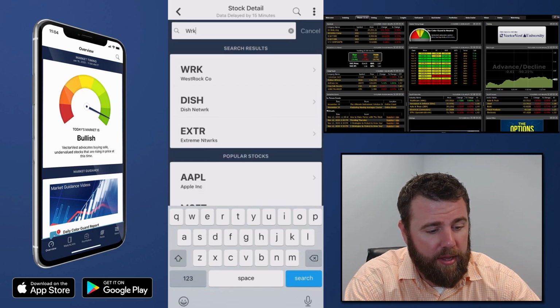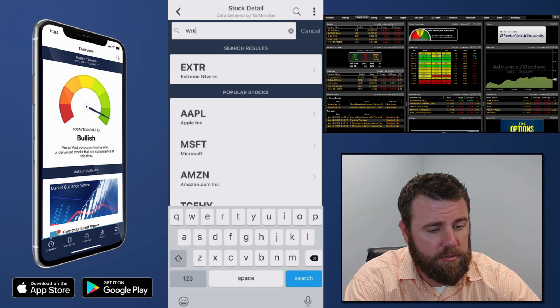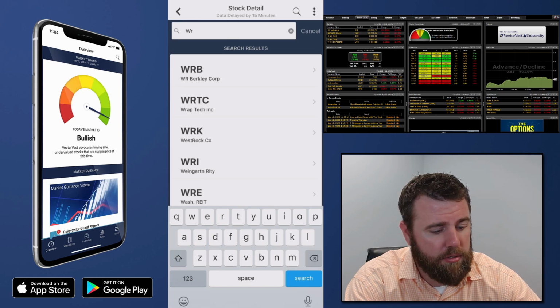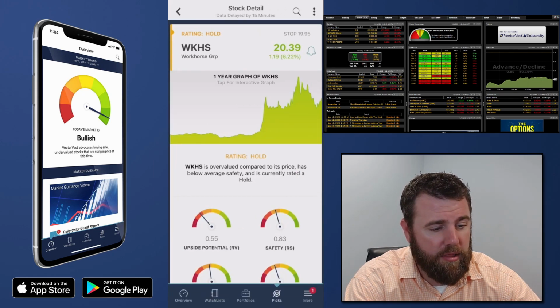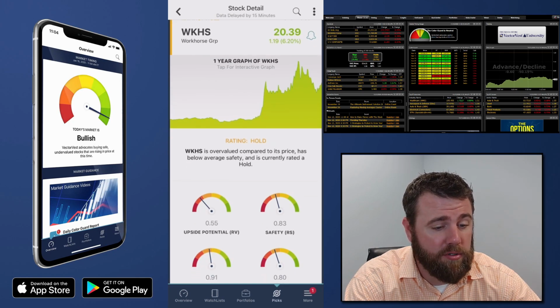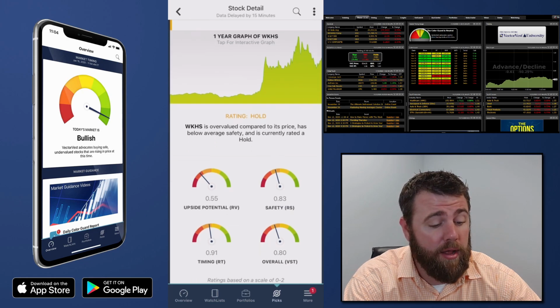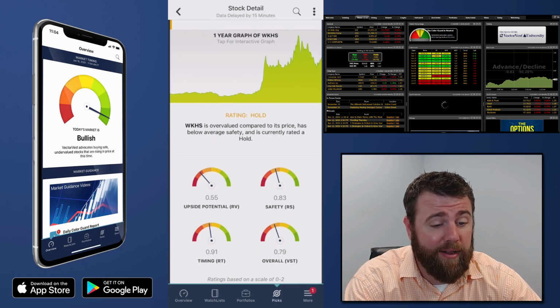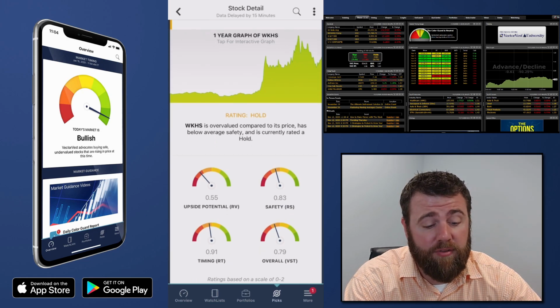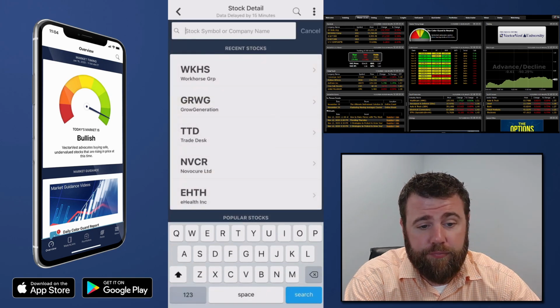Workhorse, WRKS. Actually, don't know the symbol. That's fine. Just start typing in the name of the company. And there you go. So Workhorse, poor long-term potential, a lot of risk associated with this stock. Timing is below 1, telling us it's in a decline. Therefore, the stock is not favorable right now.